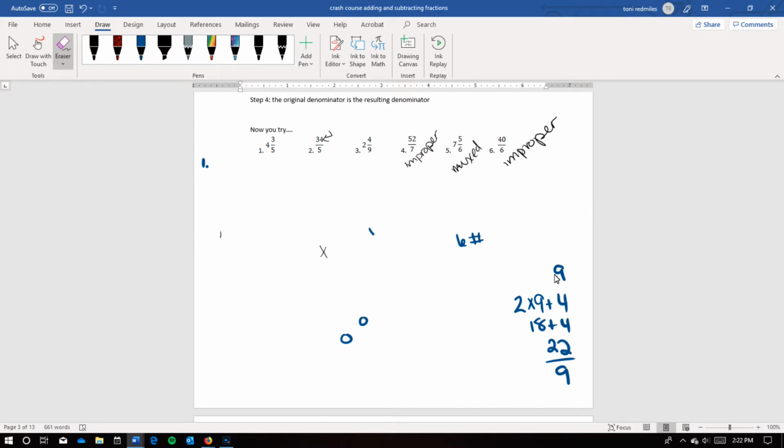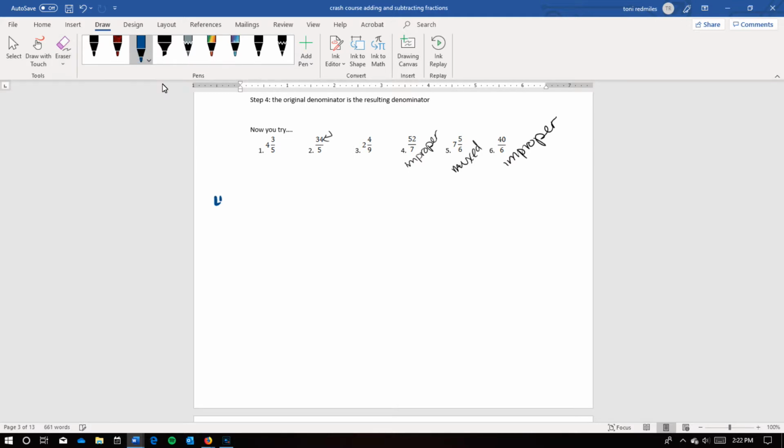We have 3 more to do, 2 impropers and a mixed. And let's get started. Alright, so now we're doing number 4. Number 4 is an improper. We got to make it a mixed number.